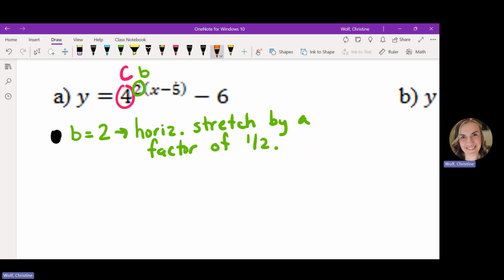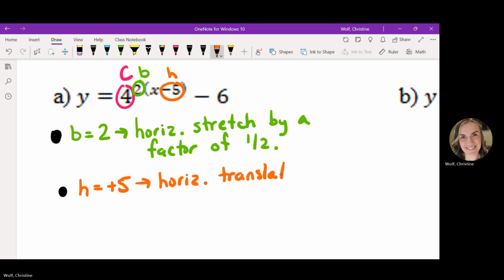X is X. I skip over that and go to my next value. The guy in brackets is my H. So I have that H is equal to -5. Actually, technically, H is equal to +5. Sorry, I didn't flip the symbol. Duh. So that means a horizontal translation 5 right. Okay, I flipped the symbol. It's positive, so we go to the right.